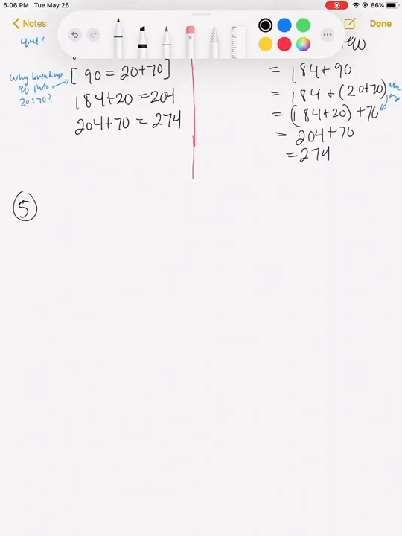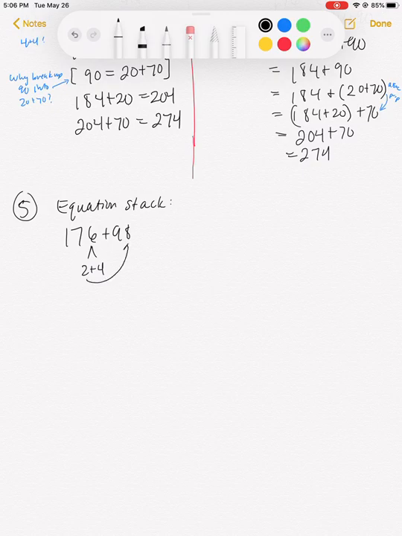All right, I'm coming back to strategy number 5. We have the equation stack that was given in the video. The student said to add 176 plus 98. And they broke up the 6 into 2 plus 4. And then they added that 2 to that 98 up there. And so I wrote implicitly that 98 plus 2 was equal to 100. And then from there they had 174 plus 100 equals 274. Okay. And this approach is probably the simplest way to find the sum of 176 plus 98.